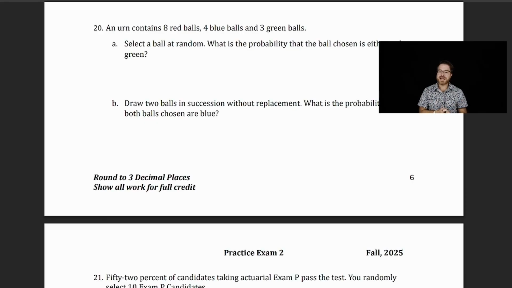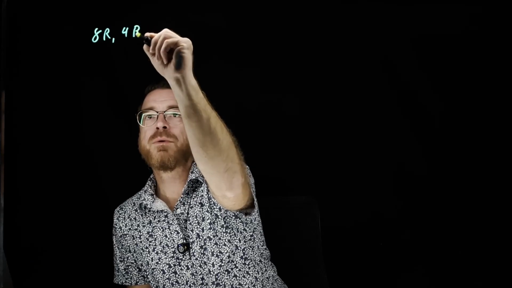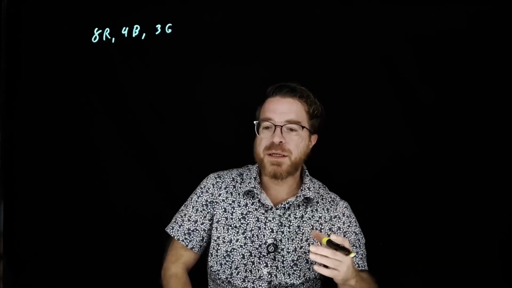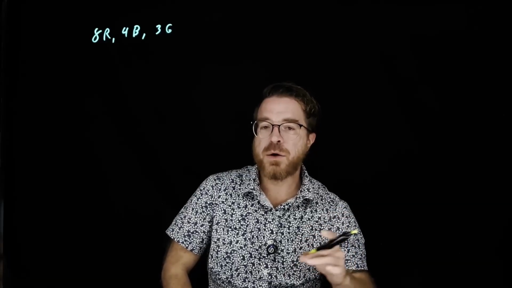Number 20 says an urn contains 8 red balls, 4 blue balls, and 3 green balls. So we have 8 red, we have 4 blue, and we have 3 green. Part A asks us to select a ball randomly. What is the probability that a ball chosen is either red or green?